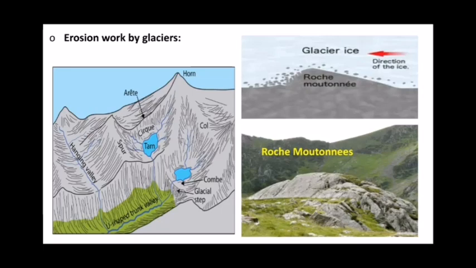Then we can see the arêtes, okay, that is an arête. We can also see the cirques, okay. Then we have the hanging valley. We also have here in the green color the U-shaped valley, okay. So these are all formed due to the erosion because of glaciers.